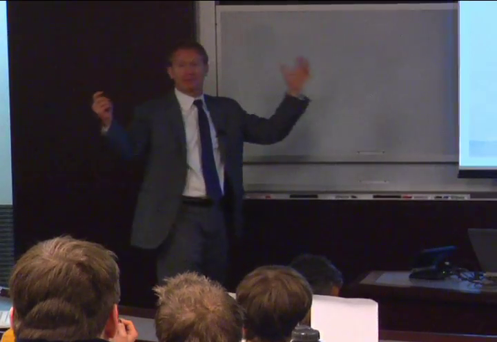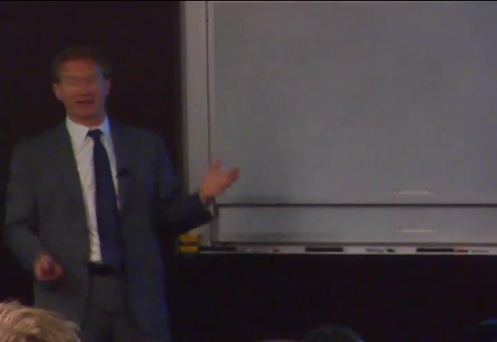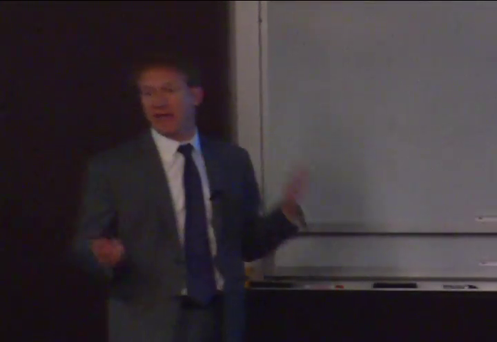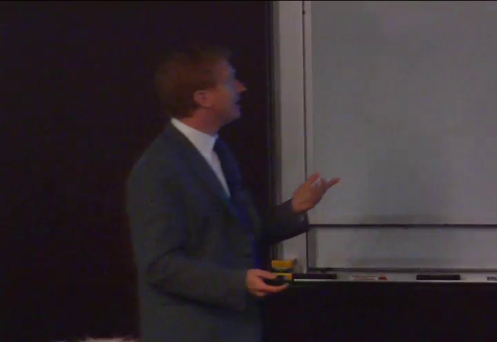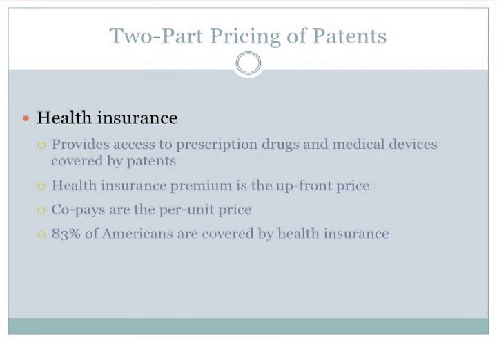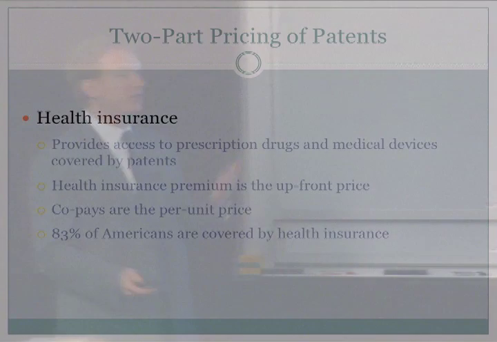So we think this is going on in the patent world in a couple of different places, that really capture a large amount of the economic activity surrounding patents. The first is health insurance. So health insurance is a classic two-part pricing scheme. You've got access that you're providing to medical devices, stents and defibrillators and the like, and also prescription drugs, all of which are covered by patents, and you're doing it with a two-part price.